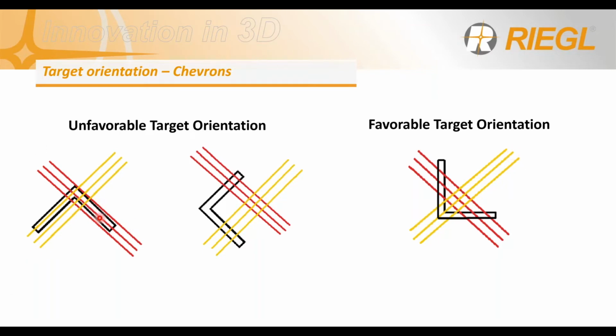because we're looking for this perpendicular on the scan pattern versus this parallel. So if you have chevrons and you've had trouble getting RiProcess to pick them up, this is one thing you're going to want to look at: how you're placing the chevrons down on the ground. So this is the favorable, this is the unfavorable.